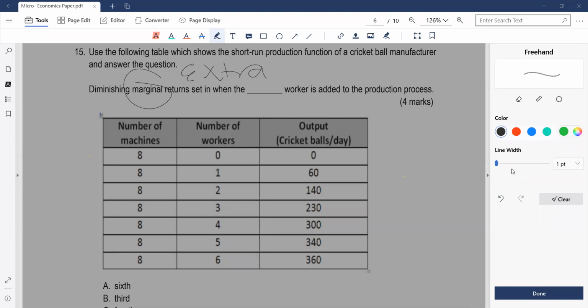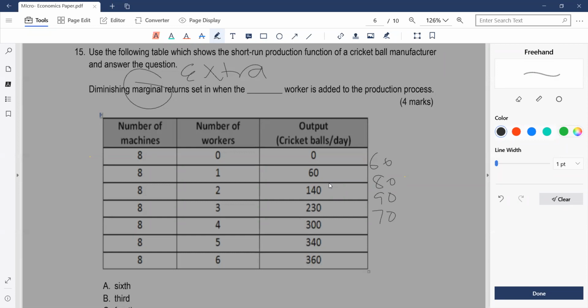So we want to see if we add an extra worker, how many balls are we going to produce? We had 0 workers, and when we added 1, we had 60. That means the marginal returns there is 60. Then from 60 to 140, we added 80. Then from 140 to 230, we added 90. Then from 230 to 300, we added 70.